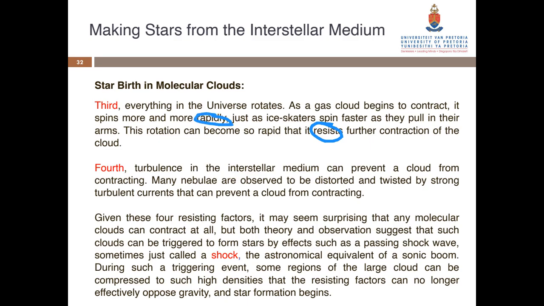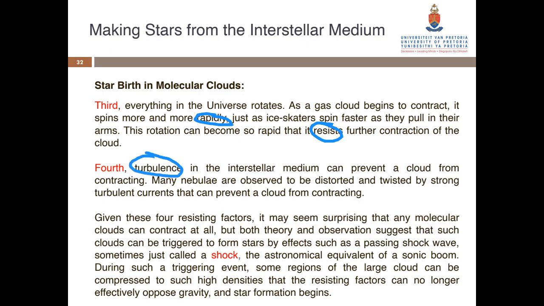Then fourthly, turbulence in the interstellar medium can prevent a cloud from contracting. Many nebulae are observed to be distorted and twisted by strong turbulent currents that can prevent a cloud from contracting. So the fourth thing gravity needs to overcome is turbulence.